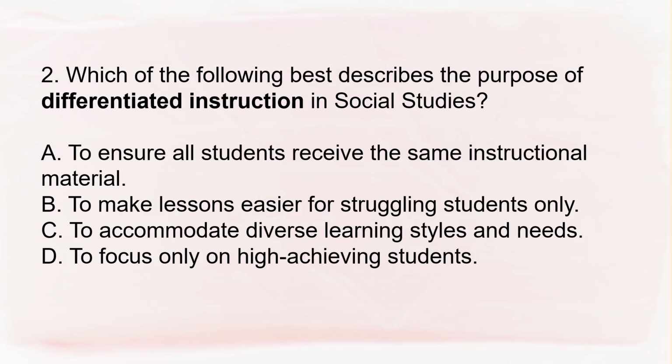Number two, which of the following best describes the purpose of differentiated instruction in social studies? Letter A, to ensure all students receive the same instructional material. Letter B, to make lessons easier for struggling students only. Letter C, to accommodate diverse learning styles and needs. Or letter D, to focus only on high achieving students.